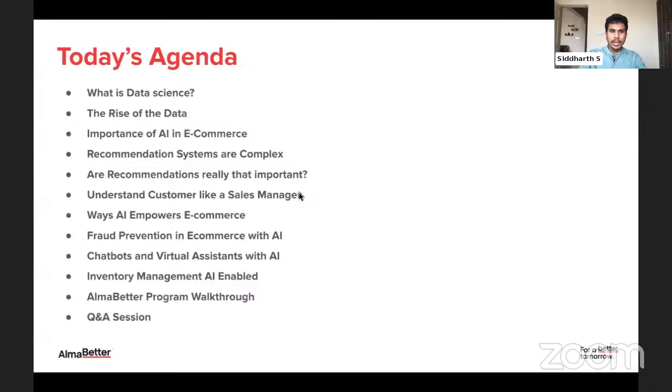So today's agenda: we will cover what data science is and the importance of AI in e-commerce, like recommendation systems, and how AI can empower e-commerce, and how to do fraud prevention, inventory management, and all these things. So that's what we will cover.